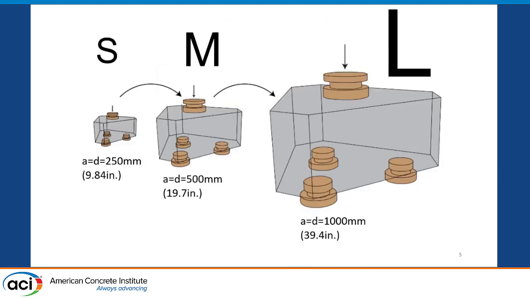So with that in mind, we set about this testing program. We tested small, medium, and large size specimens. The small specimens had effective depths of 250 millimeters, medium were double that size, 500 millimeters, and then the largest ones had an effective depth of 1 meter. So these were all tripod specimens because we wanted them to be deterministic, which makes it easier for our calculations.